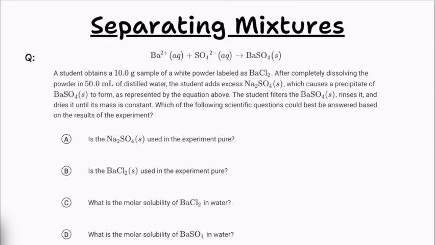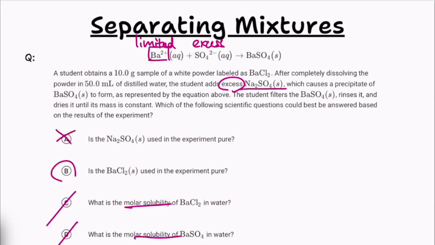First off, I know C and D are not the right answer. I can just immediately cross them out because they're asking about solubility, and this question has nothing to do with solubility. There are a couple of keywords that you need to pay attention to. It says excess sodium sulfate. So the limiting agent in this question is the barium ions. You can only explore if the limiting agent is pure or not pure, not the excess agent. So it's not going to be A, the answer will be B.